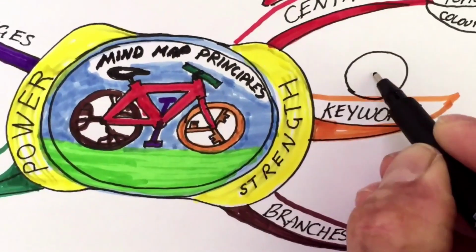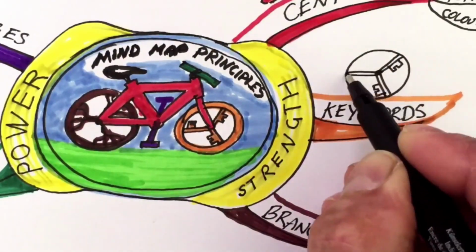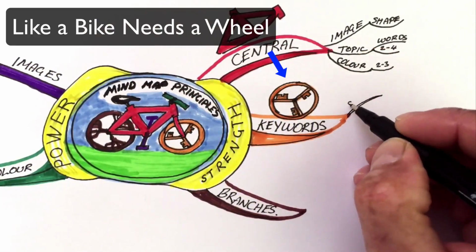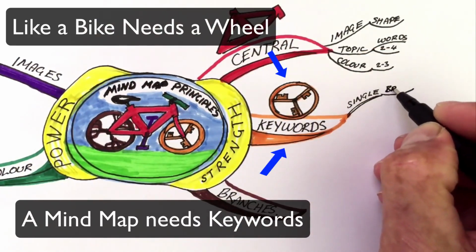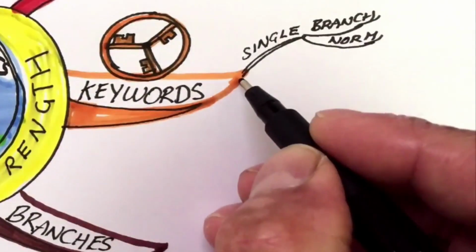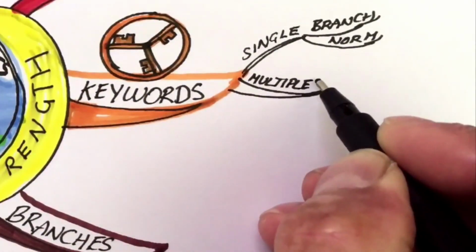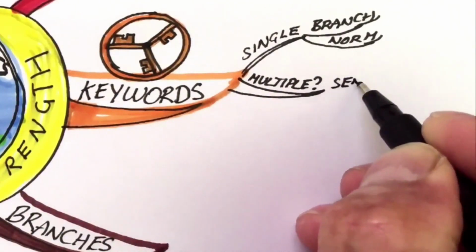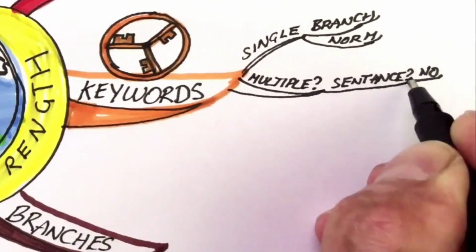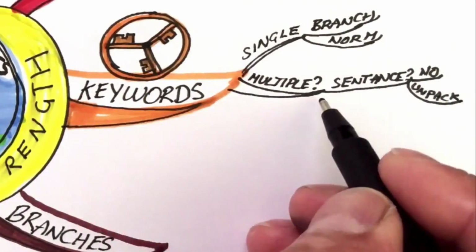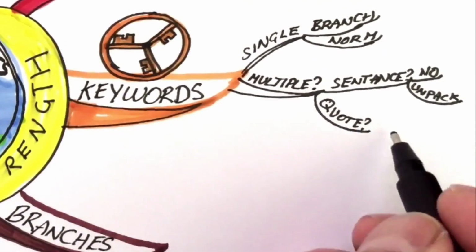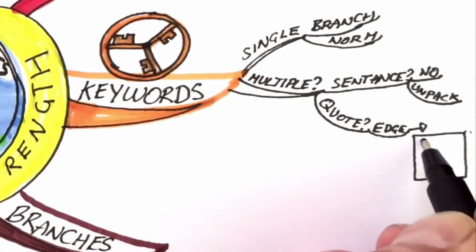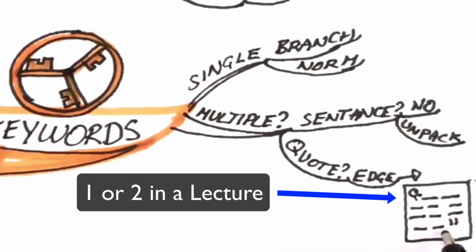Principle 2, we've got our keywords. Here I've got a wheel, and can you see the keys? The idea is that the keywords are a single word on each branch. That's the norm. People often ask, can I have multiple words? Well, a sentence, no, not really. The idea is to unpack sentences into keywords. But maybe sometimes you want a quote. That's fine. You move it towards the edge and maybe Instagram style it, put it in a box or something like that.